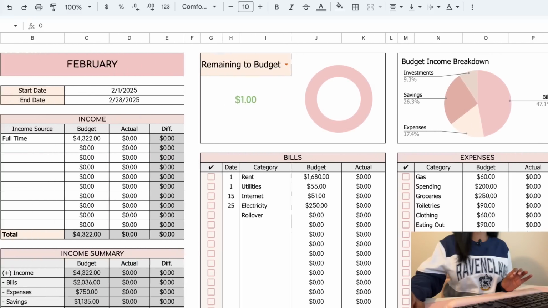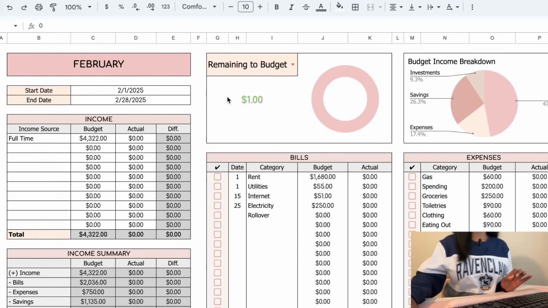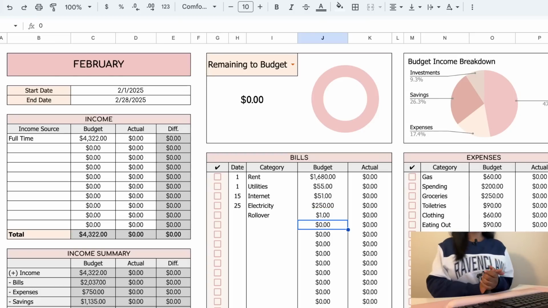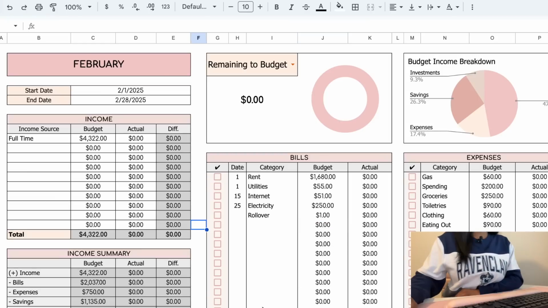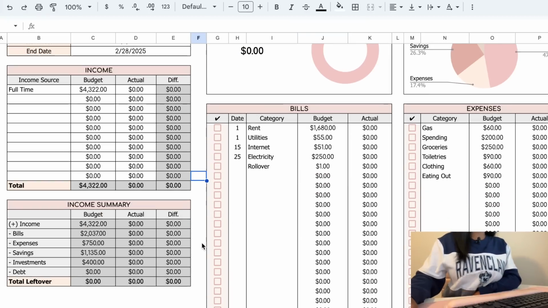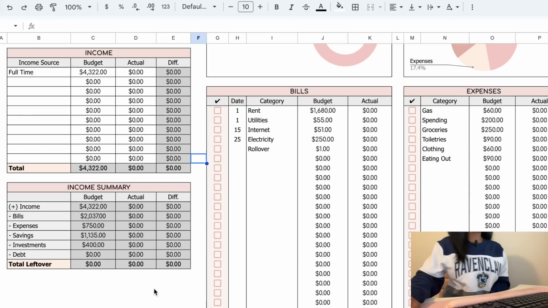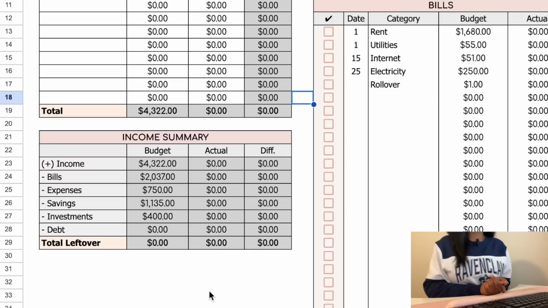So debt is going to be left $0. And then in terms of what is remaining, we have $1 whole, and I'm going to go ahead and dump that into rollover, bringing me down to $0, which is a zero-based budget, and that is what I like to see. All right, so now that everything has been inputted, we can go ahead and look at the income summary, see how we are rolling into a total. So income, we're starting with $4,322. For bills, we're looking at $2,037 spent within there, expenses at $750, savings with $1,135, and investments at $400.